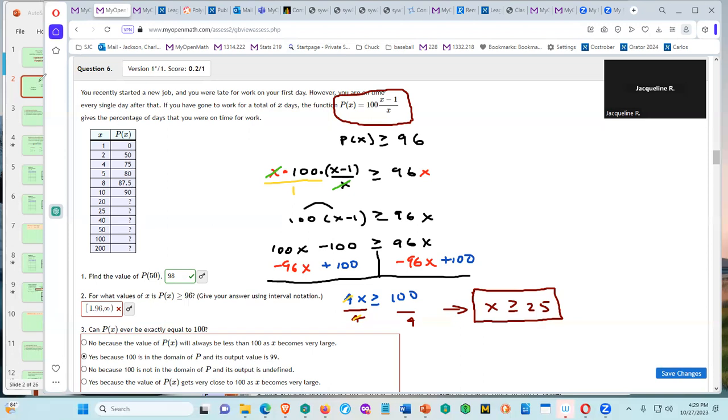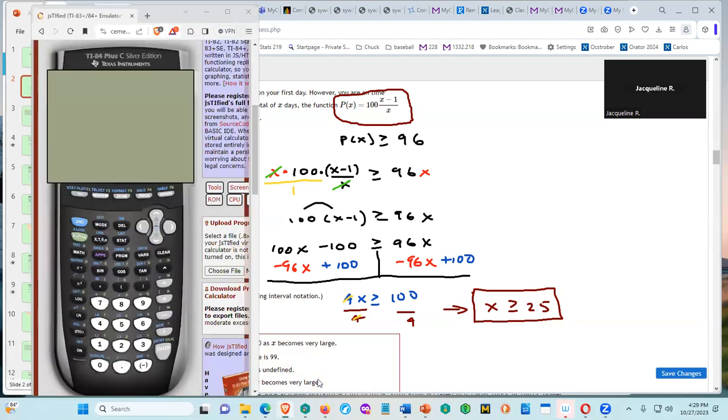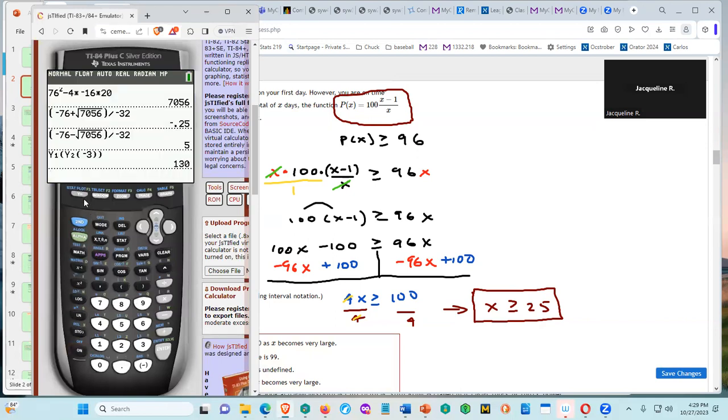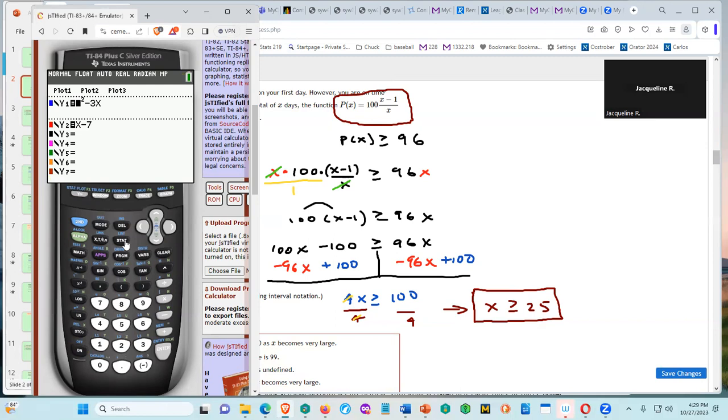Yeah, I was about to say, I don't know how to really plug in the inequality into the calculator. Sure, let's look at that. Can you help me with that? Yeah, absolutely. So you have a TI graphing calculator? Yes, sir.